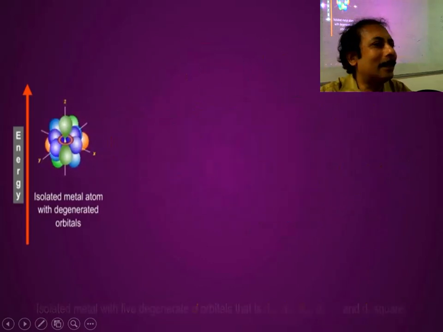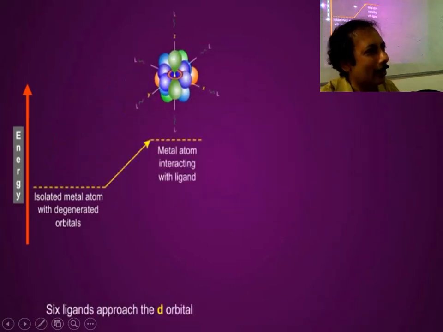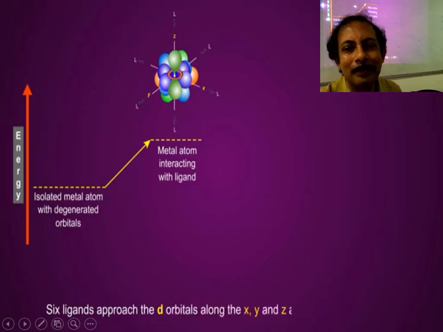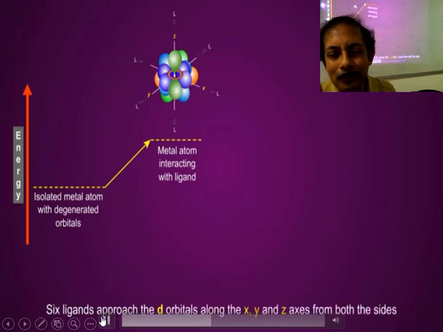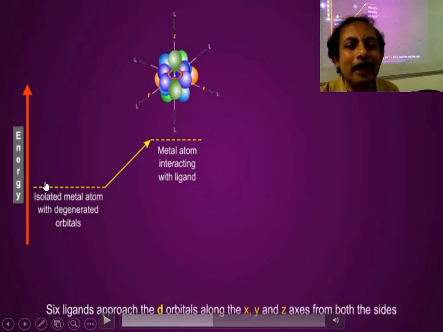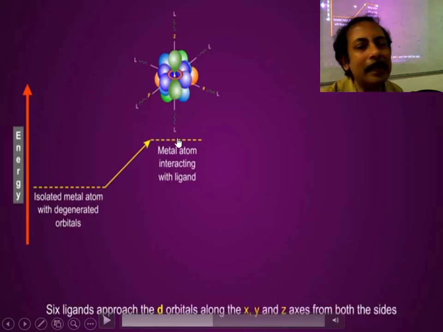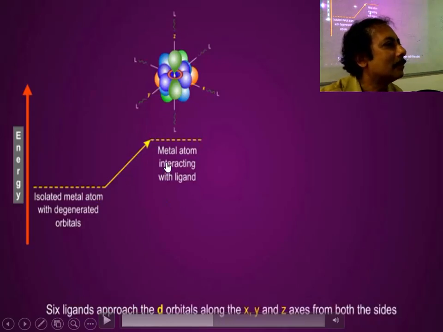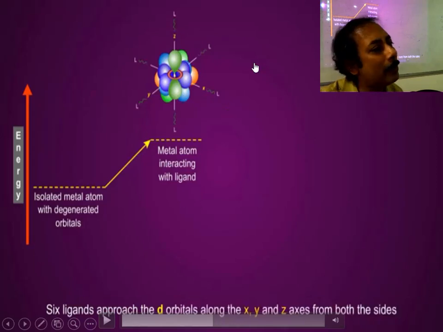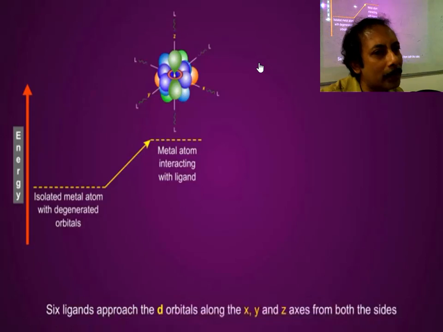So the situation is like this. 6 ligands approach all the d orbitals along the x, y, and z axes from both sides. One second. Here, initially, before the field strength started, it was here. Now, when the ligands approached, they have already reached here. So there is a difference. That is LFSE. Got it? After the splitting, then you get the CFSE. There is a difference. Don't mix up the two things. LFSE and CFSE are not the same.